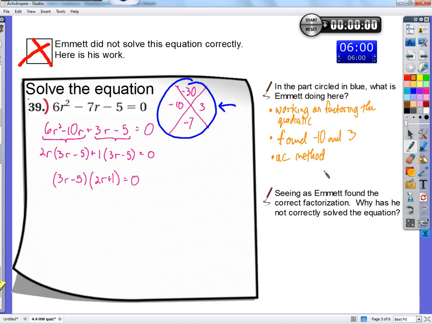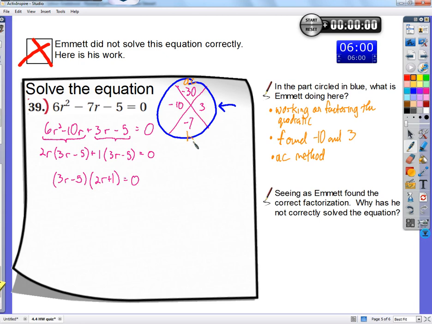There's a variant of this called bottoms up, which I kind of forget how that goes, but I don't teach that. It's a little too magic. This is a little more mathematical. We use the AC method, right? So this number, negative 30, is A times C. What's A? 6. And C? Negative 5. 6 times negative 5 is negative 30.